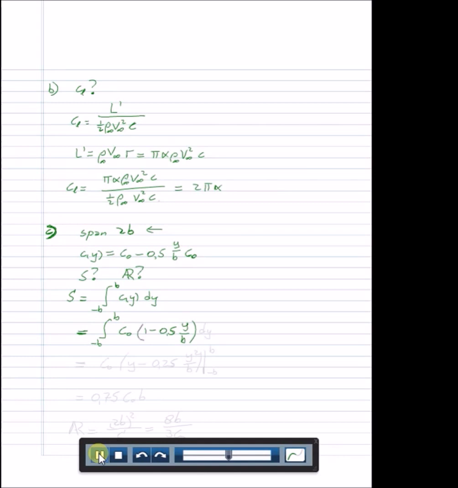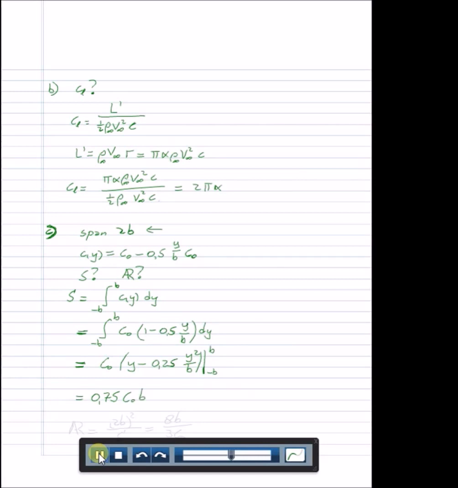So this is a linear equation that we can solve. And we're going to get, there we go, c naught times y minus 0.25 times y squared, so that's a linear function. We still divide by that b, and then we evaluate this thing here. We evaluate that from minus b to b. And what we'll get out of that is 0.75 c naught times b. So now we've got S.